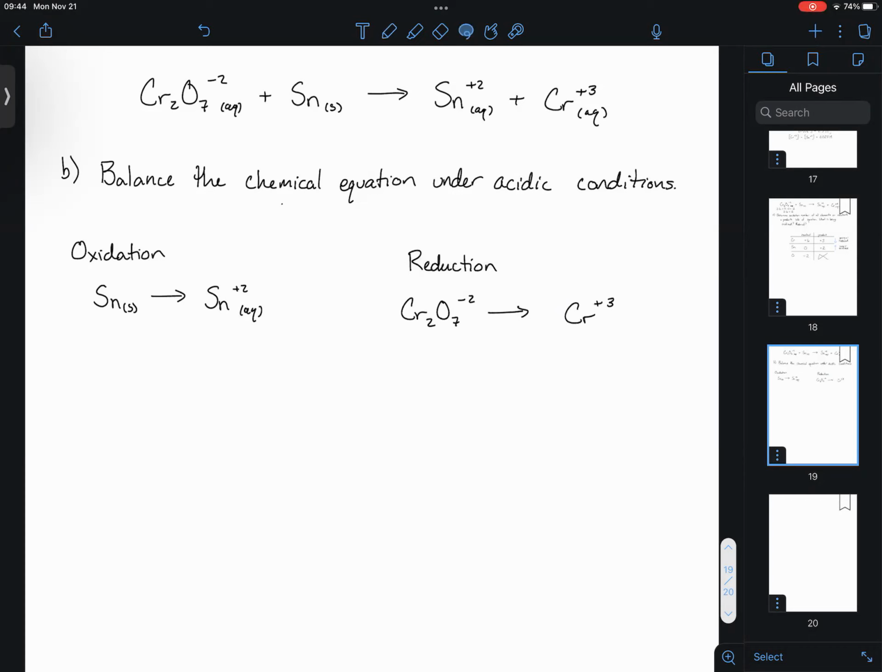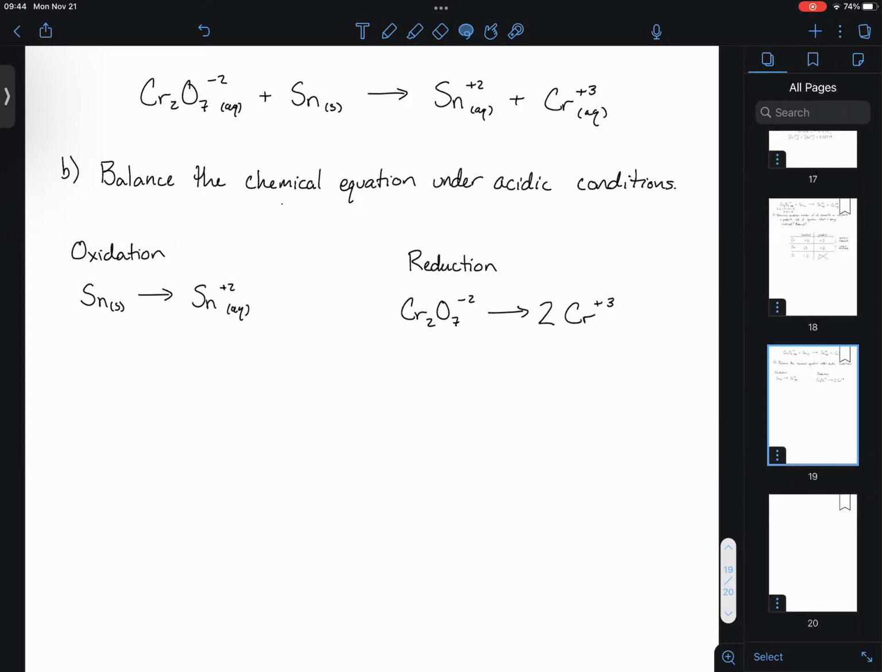All right, and one of the things that you can see right off the bat is I'm missing oxygens from this side over here, and that's when we add in our waters and stuff. But the first thing that you're going to do is balance all elements that aren't oxygen or hydrogen first. And so in this case, I need to make sure to balance my chromiums in my reduction reaction. My oxidation reaction, I don't have to touch because they're already balanced, but I do have to balance it with my reduction reaction.